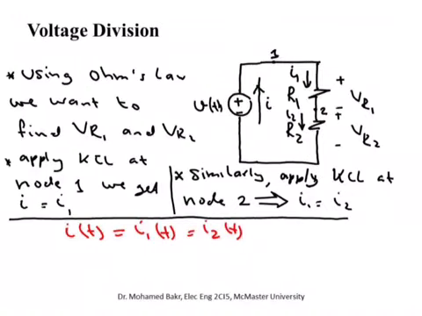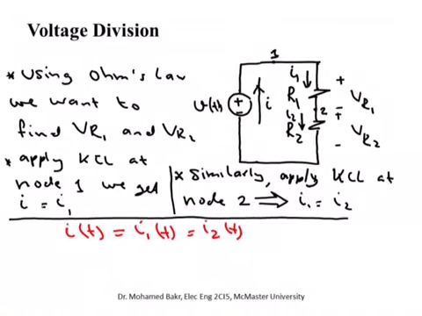So in that case, we'll see that VR1 takes some percentage of the total voltage V, and the resistor R2 takes another percentage of the total voltage V, such that the sum of the two voltages, VR1 and VR2, will be equal to V. So we'd like to know what this division ratio is.